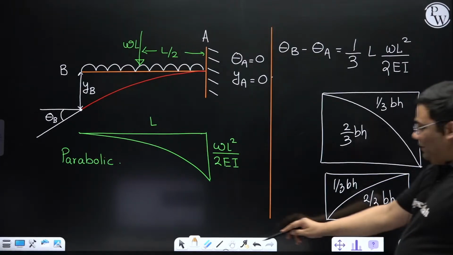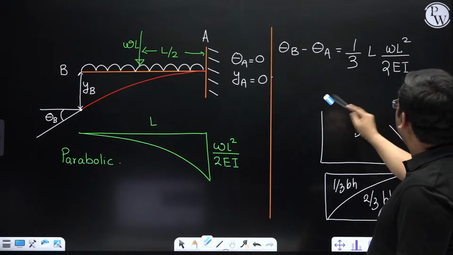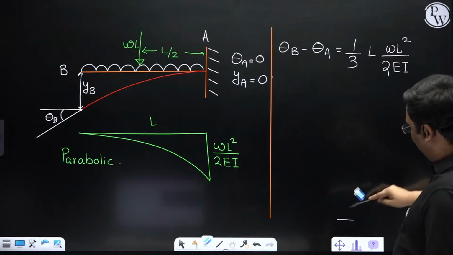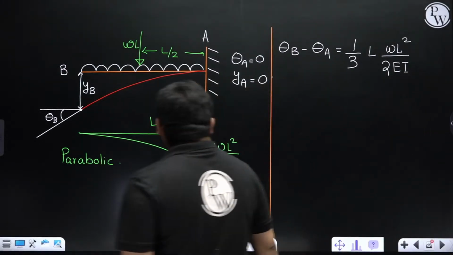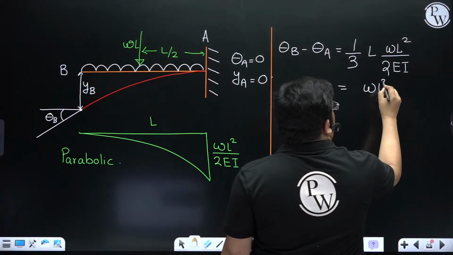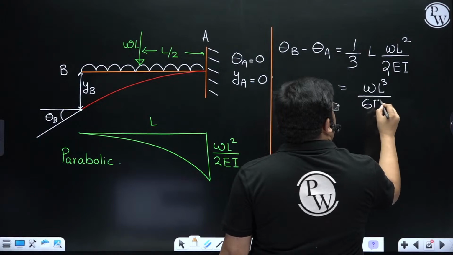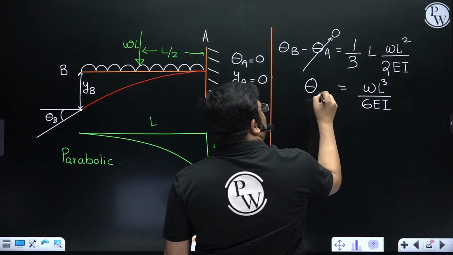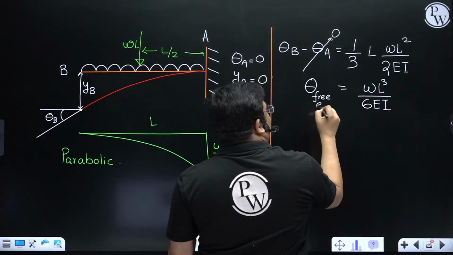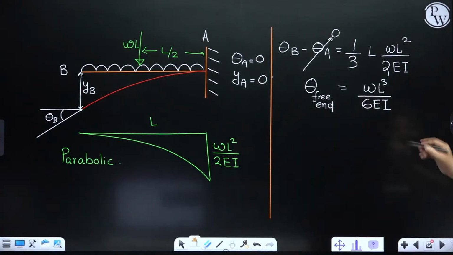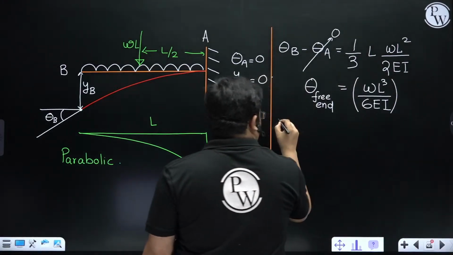Yes. So this is 1 by 3 BH. So I can use this, and how much am I getting for this value? I am getting WL³ by 6 EI. And theta A is 0. So I can say this is the theta at the free end when we have a UDL: WL³ by 6 EI. Now coming to the deflection.